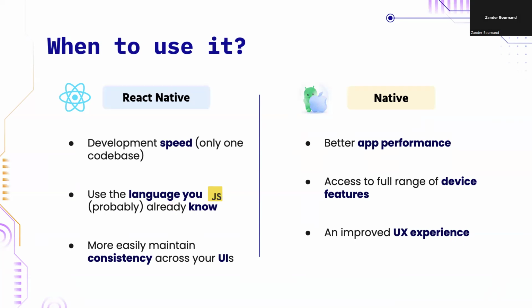With native, you do have better app performance. We looked at that before, but it is much harder to have a consistent UI across both. You're going to have to collaborate between teams. But again, this is more so for big companies that have a lot of budget. You do have access to the full range of device features, which makes for a very smooth experience. You might see companies transitioning from React Native to native once they have enough developers on their team, and generally an improved UX, right? Because of those native features, it just makes the experience better in general.